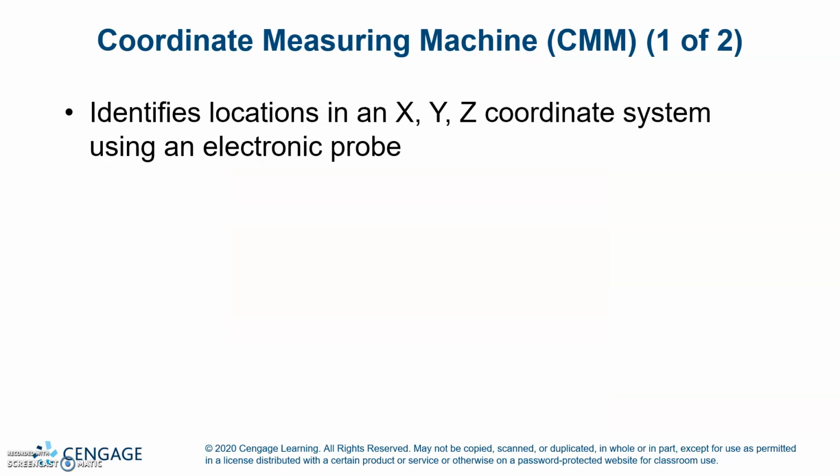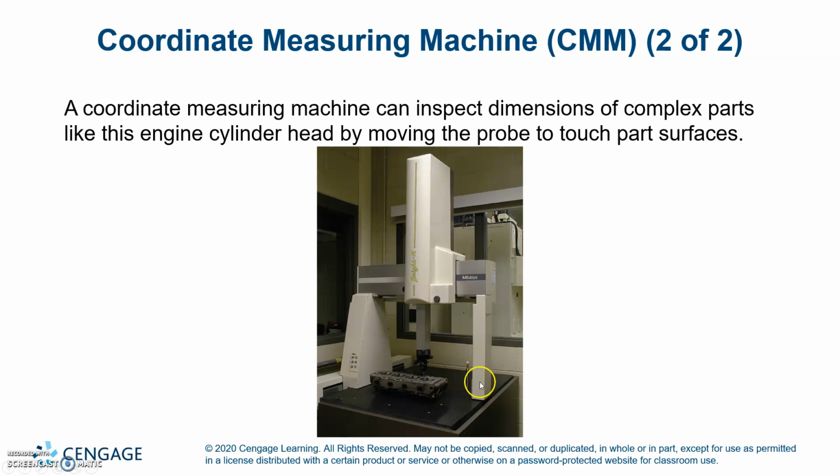A coordinate measuring machine, or a CMM, identifies locations in an X, Y, and Z coordinate system using an electronic probe. It usually looks something like this. A coordinate measuring machine can inspect dimensions on complex parts like an engine cylinder head by moving the probe to touch part surfaces. So this head actually moves around and touches the surfaces that you want to measure.